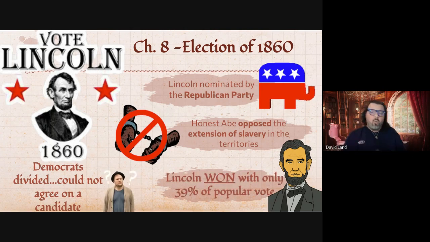Now, Lincoln won the popular vote with only 39%. He won the Electoral College with a great number of states in the North, but he wasn't very popular at all. Think about that. Why? Because a lot of people in the South who were voting did not like Mr. Lincoln. He was the evil genius thwarting their plan of slavery.